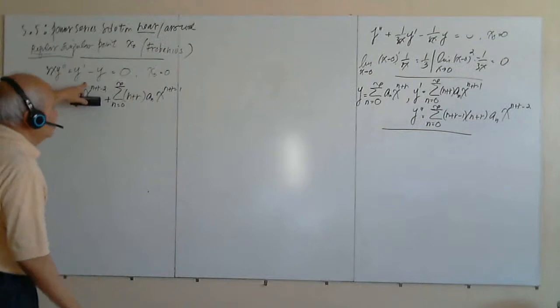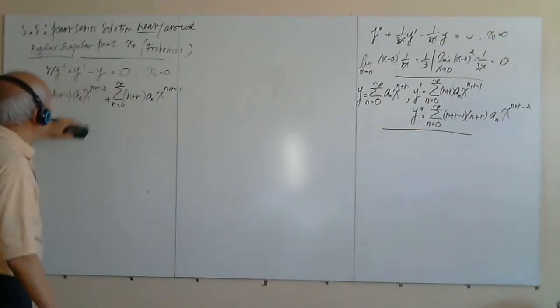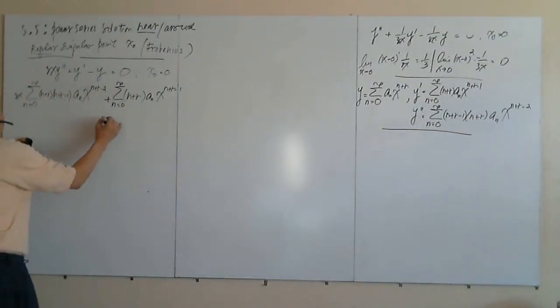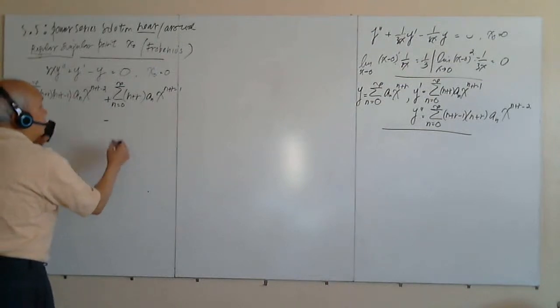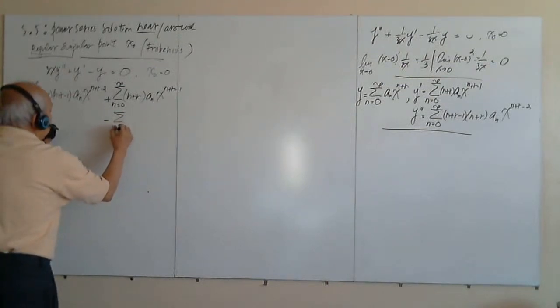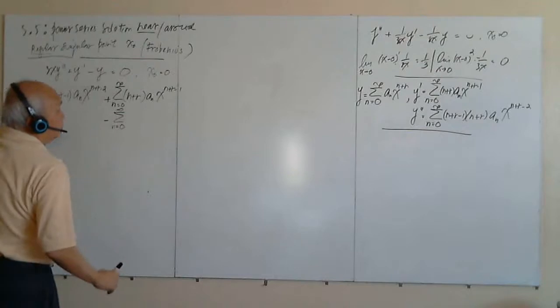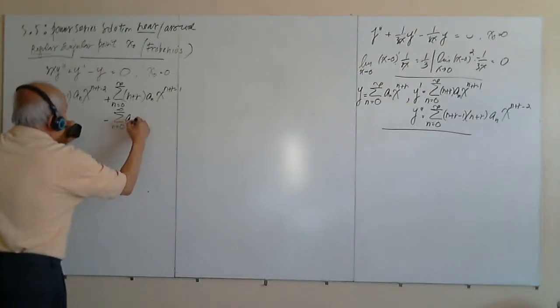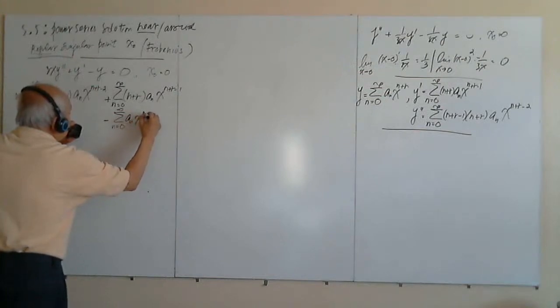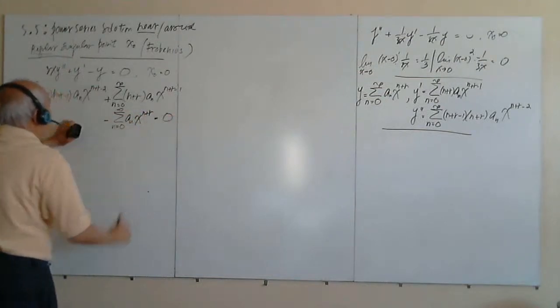What is the last one? The last one is no prime, which is actually the shortest one. So it's going to be minus the sum, n equal to 0 to infinity, of a sub n x to the n plus r, equal to 0, right?